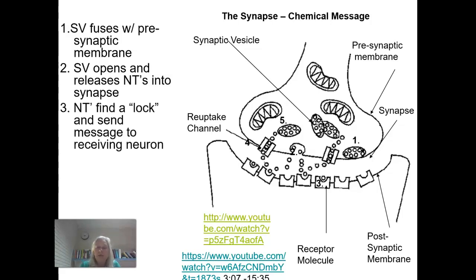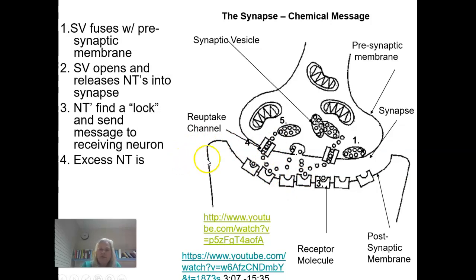Number 3, right here. The neurotransmitters find a lock. So whether it's my acetylcholine or my dopamine, this molecule is going to welcome that neurotransmitter. It's going to lock in with that, and it's going to take that message into the postsynaptic membrane or the dendrite of the receiving neuron. Number 4, we have excess neurotransmitters. So the neurotransmitter is released, and then we have excess.